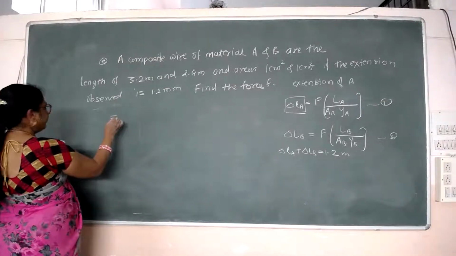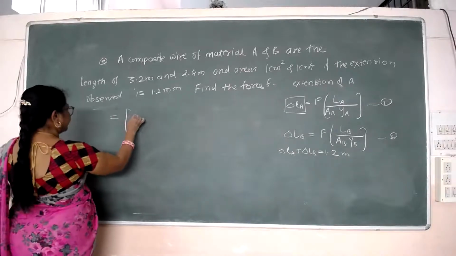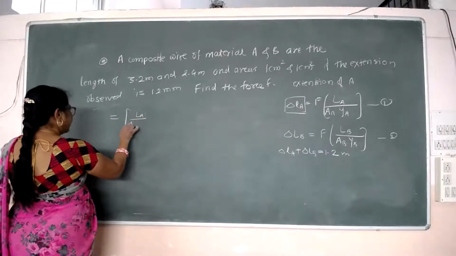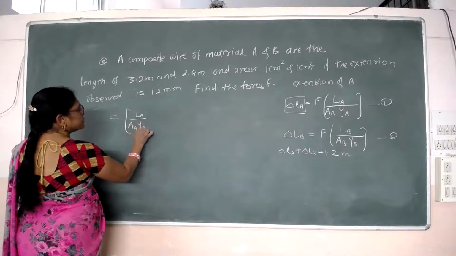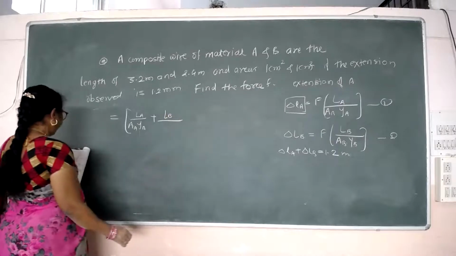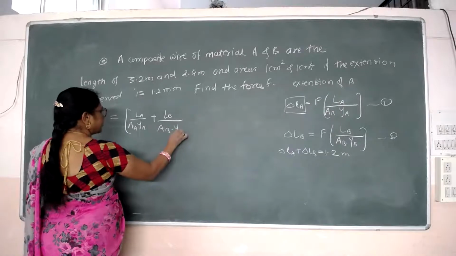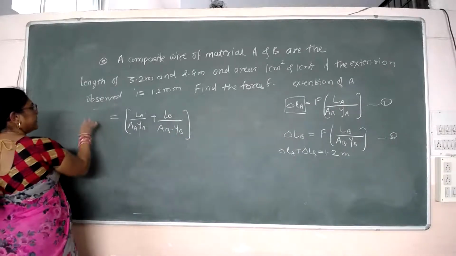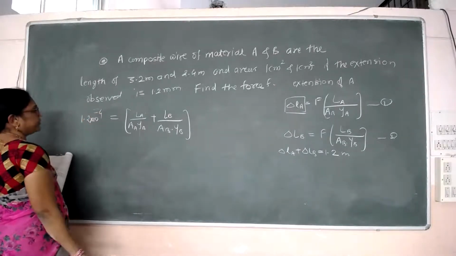1.2 is equal to F into length of A divided by area of A into Young's modulus of A, plus original length of B divided by area of B into Young's modulus of B, is equal to 1.2 millimeter, that is 1.2 into 10 to the power of minus 3 meter.